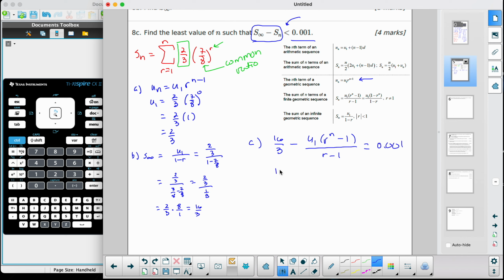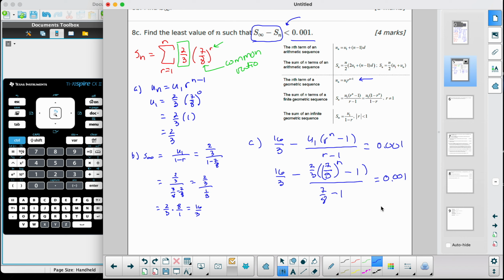All right, so let's plug in what we got, 16 over 3. The first term is 2/3, u sub 1. The common ratio is 7 over 8, and that's to the n power. And remember, that's what we're solving for, minus 1 over the common ratio, which is 7/8 again, minus 1. And we want to know when that is equal to 0.01.